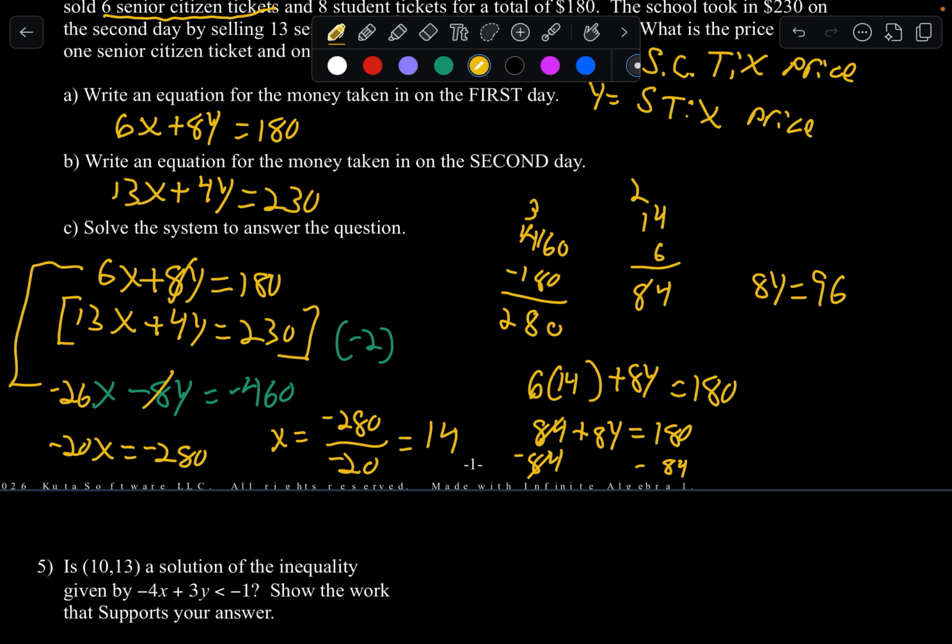Okay, and then y equals 96 divided by 8, which I don't know off the top of my head. Again, too dumb to have brought a calculator over. Doing this by hand, 8, 1, 16, so it's 12. All right? So y equals 12.